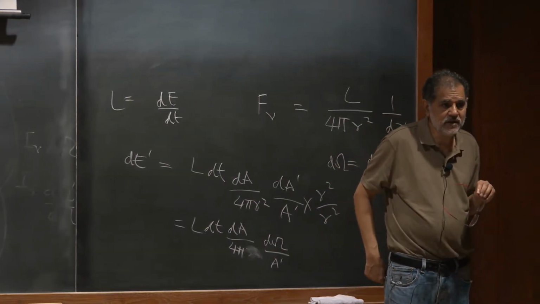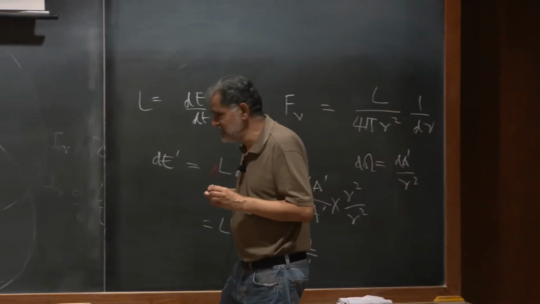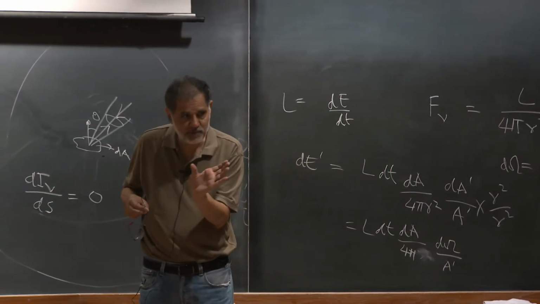How can you find d omega dash? We can't find it. So that's the point. Good point again. Like I said, we have a telescope typically.